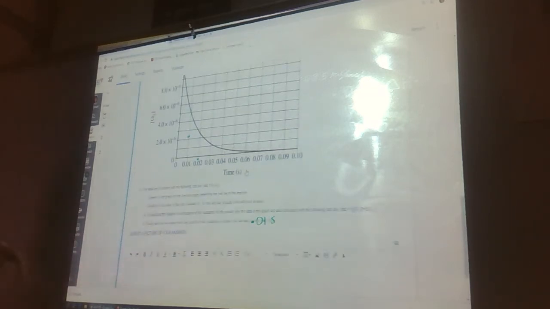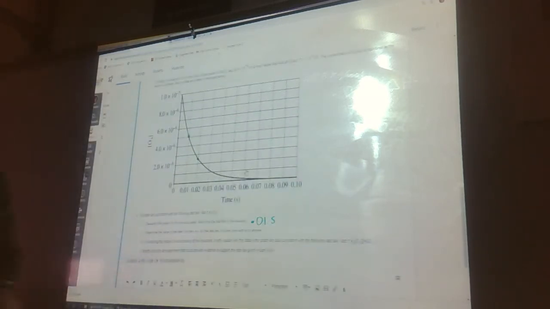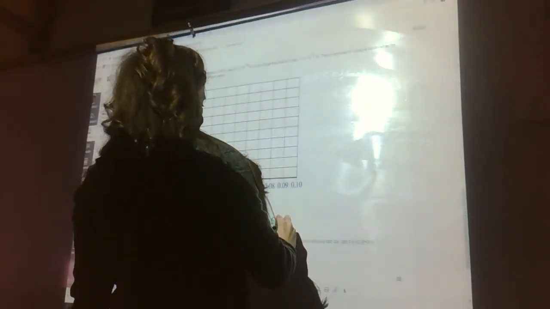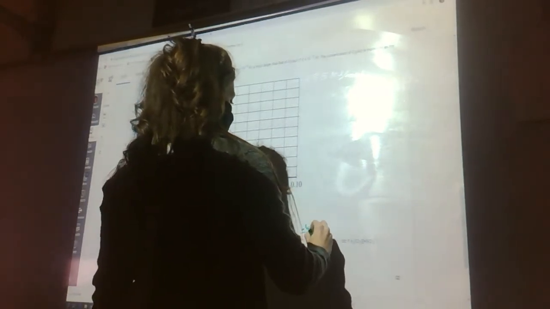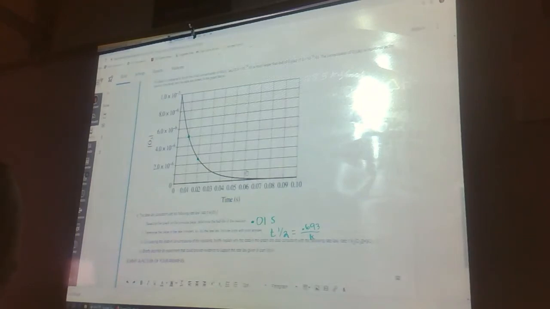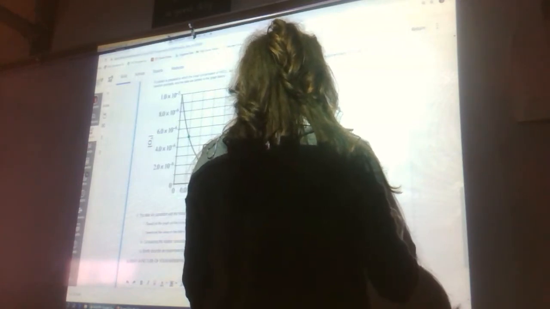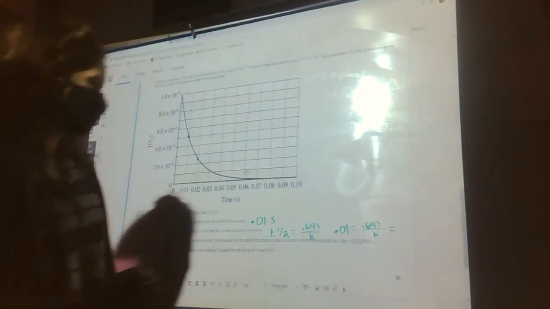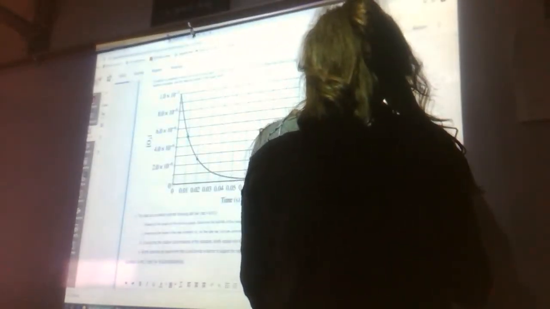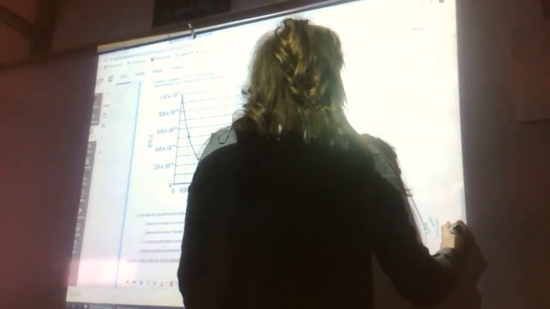Okay, so you would have to use the half-life equation, which is t1/2 equals 0.693 over k, right? So 0.01 equals 0.693 over k. That gives you 69.3, and the units would be reciprocal seconds.